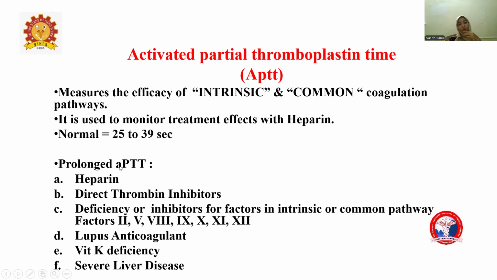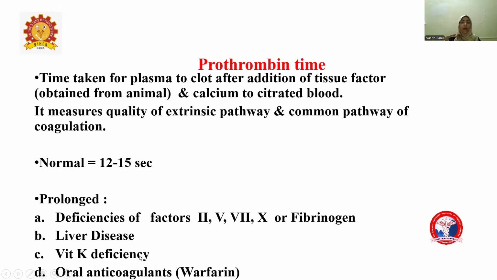And where will we see a prolonged APTT? The prolonged APTT is seen in patients who are receiving heparin, patients on direct thrombin inhibitors, and patients who have deficiency or inhibitors of factors in the intrinsic or common pathway. These factors are factor 2, factor 5, 8, 9, 10, 11, and 12. And also lupus anticoagulant, vitamin K deficiency, and severe liver disease.